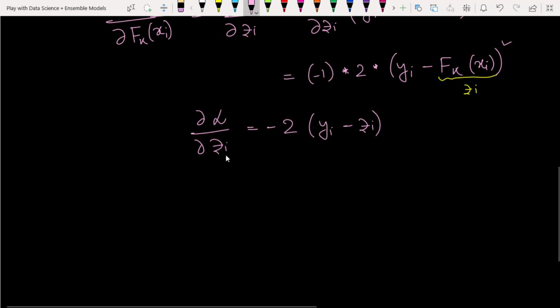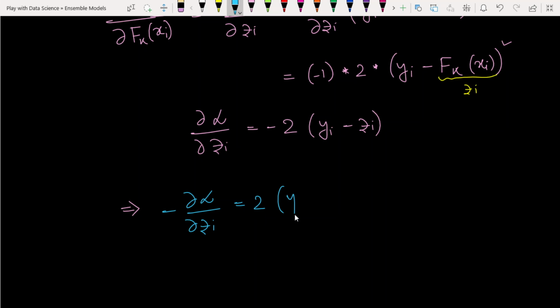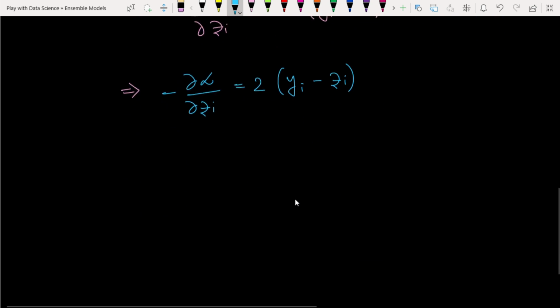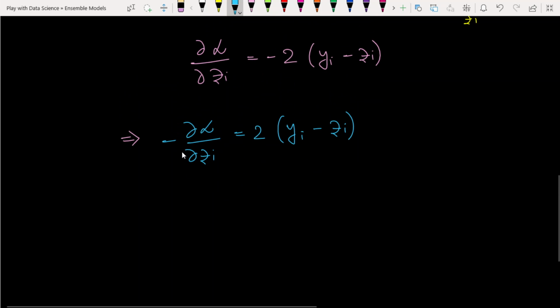Now if we write this thing this way, minus 2 into (y_i minus z_i), this means it is simply the negative derivative.